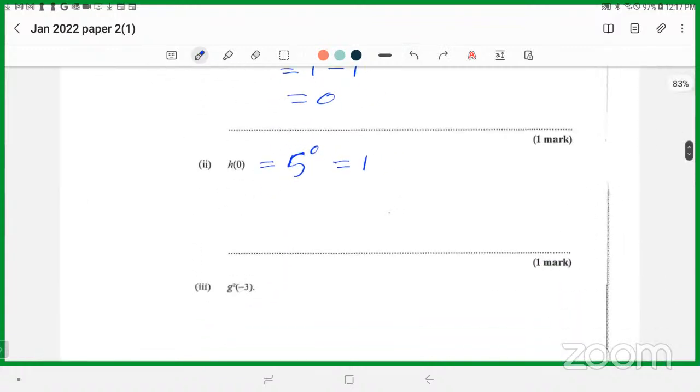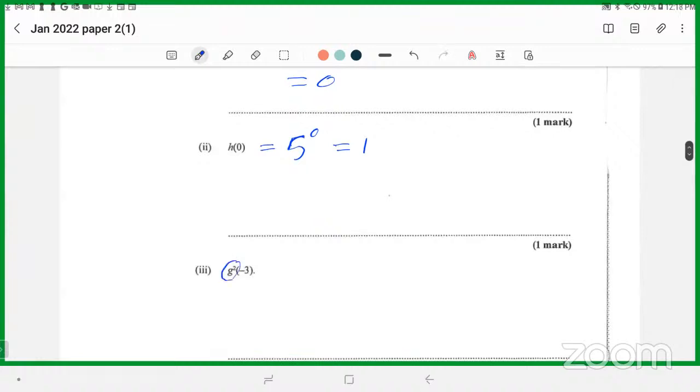What else do I want us to find? I want us to find g squared of negative 3. Remember, g squared does not mean that you're going to square the function. It actually means g of g of negative 3. So I'm going to work out the g of negative 3 first, and then apply the g onto that result again. All right, so let's go.